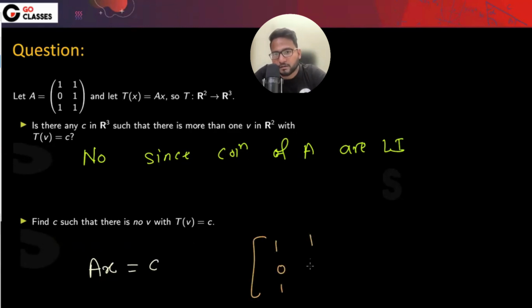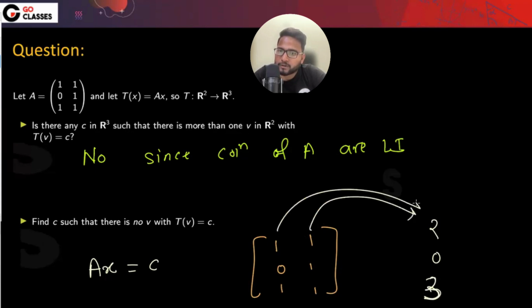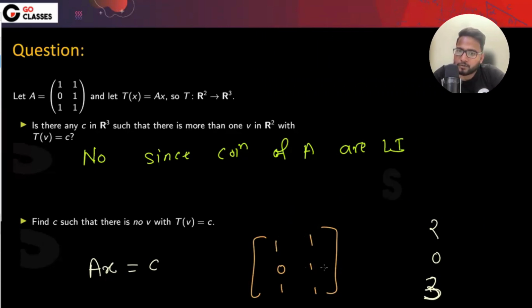If it is not spanning, then maybe you can tell me some C which is linearly independent of this also and this also. If you multiply by 2 here, then you will be getting 2, 0, 2, and this is 2, 2, 2. Maybe 203 should work, right? It is neither a multiple of this nor a multiple of this. But can this be obtained with both? Just quickly see.